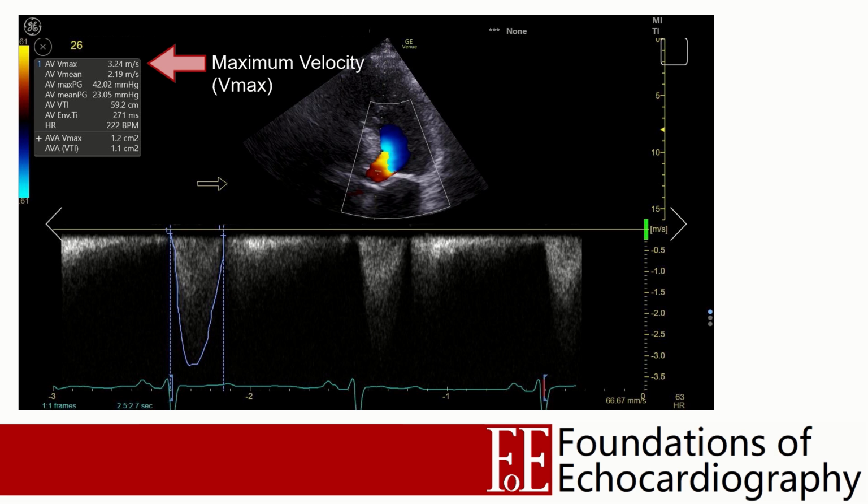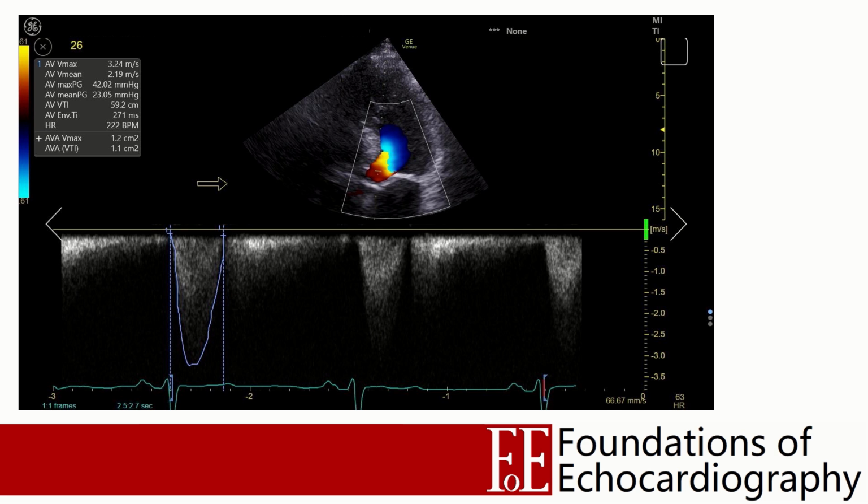3.2 meters per second is a significant transvalvular velocity and is associated with moderate aortic stenosis. Prior to the widespread availability of Doppler ultrasound, aortic stenosis was investigated in the cath lab where invasive pressure measurements were taken from the aorta and left ventricle, and the drop in pressure across the stenosis was calculated.